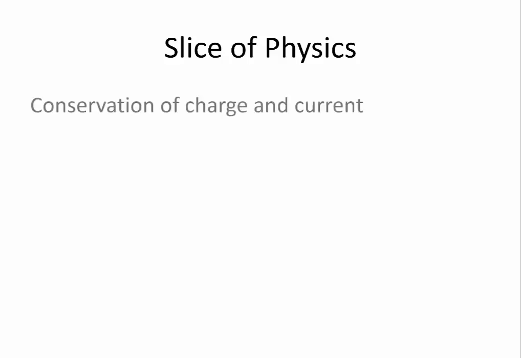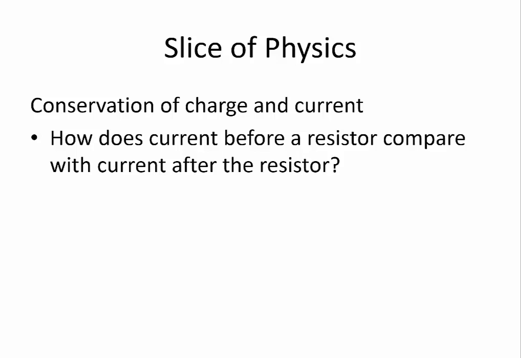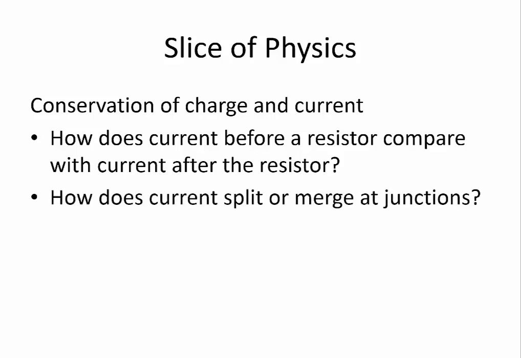We're now going to talk about conservation of charge and the conservation of current. The kind of questions we'll address in this video include: how does current before a resistor compare with current after the resistor? We already know from our previous discussion of Ohm's law that adding resistance to a circuit will reduce the current in the circuit, but we're now going to look more specifically at the current before and after the resistor in the circuit. And that leads us to another related question, which is: how does current split or merge at junctions in a circuit?